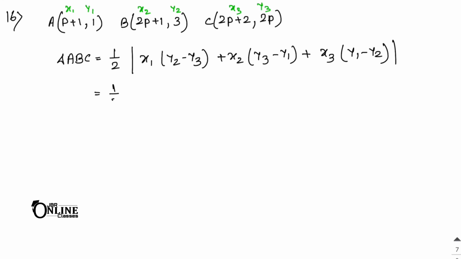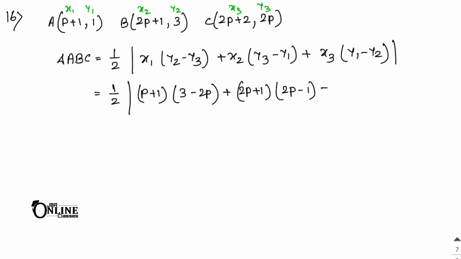So it will be here half within mod. X1 is here p plus 1. Now here y2 means 3 and y3 means 2p. Then next one x2 here 2p plus 1. Then y3 here 2p, y1 is 1. And next x3 it's 2p plus 2 and y1 as 1, y2 as 3. Okay, so it will be here half.